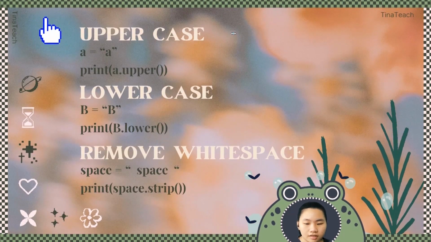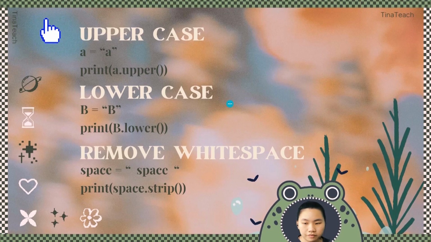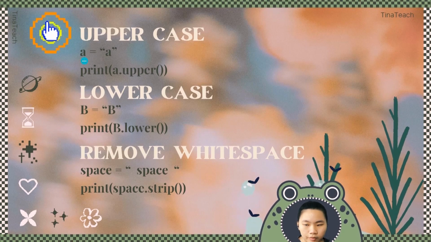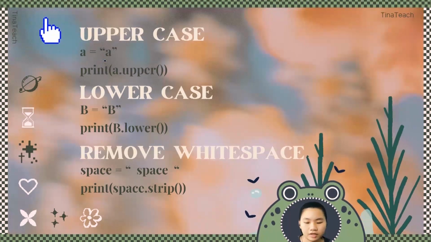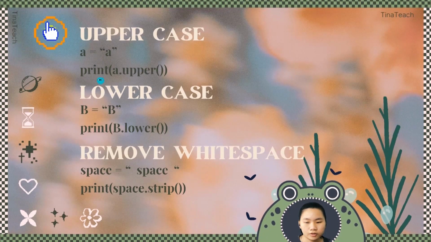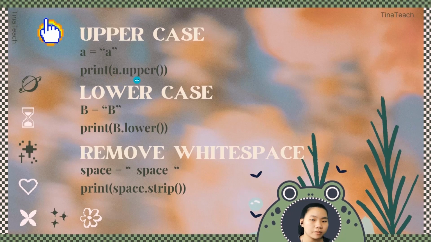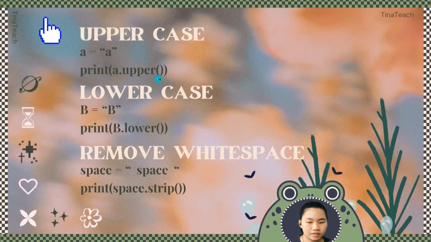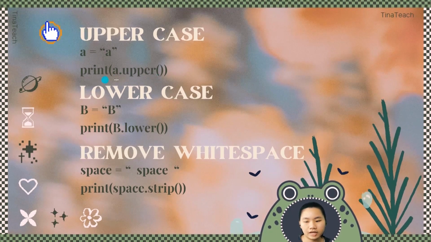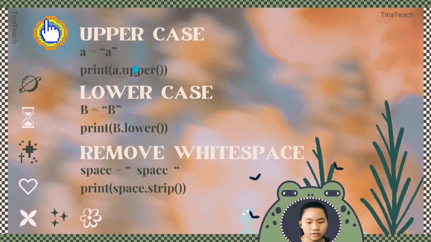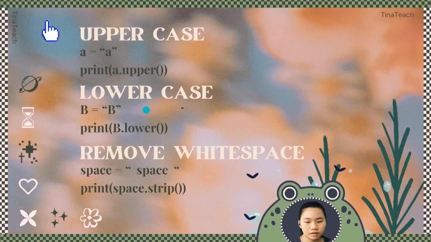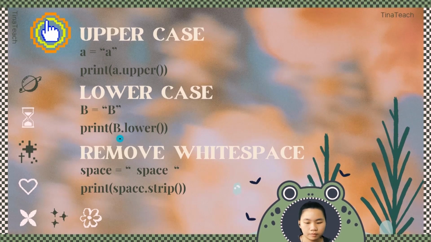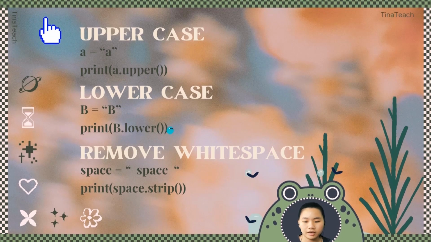So uppercase and lowercase is very straightforward. Here I have a variable a, and it is a lowercase a, okay? And then I want to print the a as an uppercase a. I just do it with the syntax, no parameters, okay? Upper, and then close the parenthesis. And it's the same with the lowercase, b.lower parenthesis, okay?